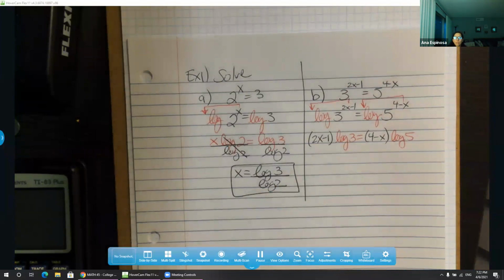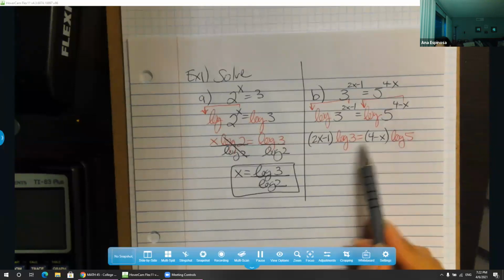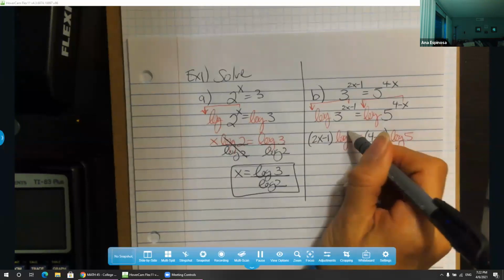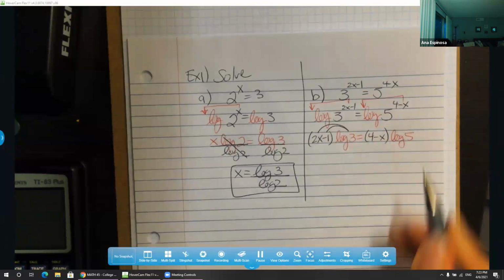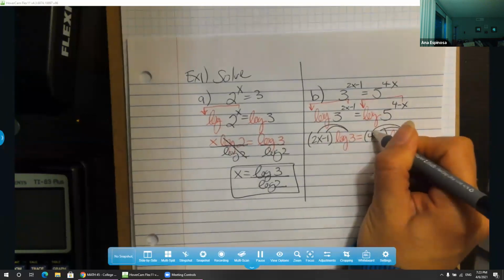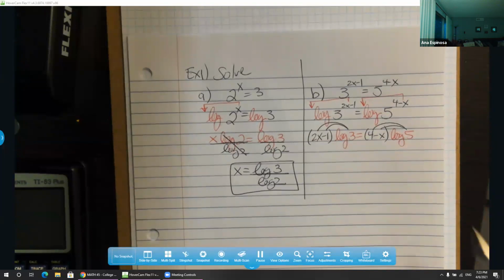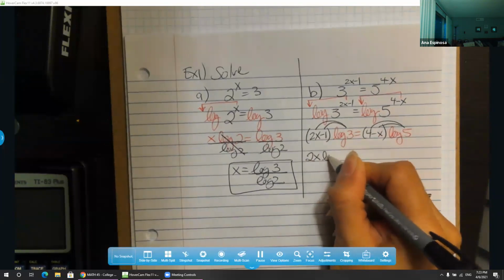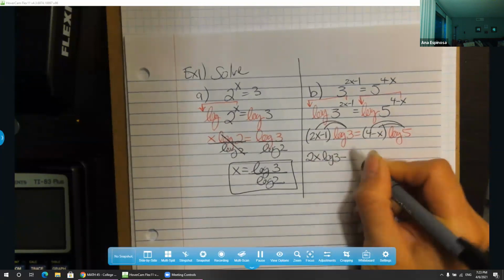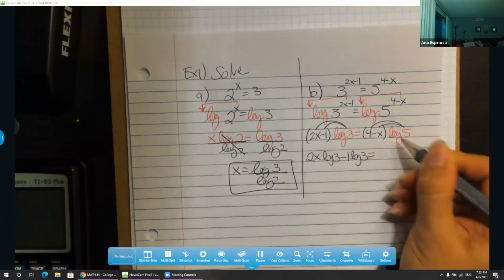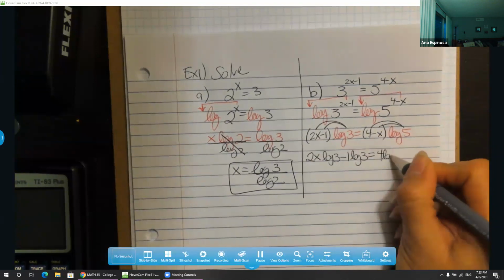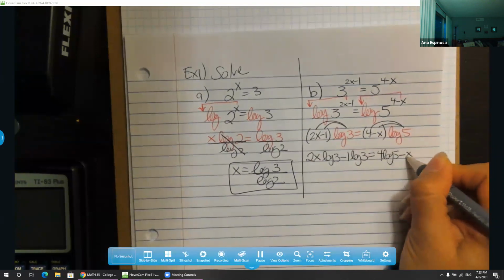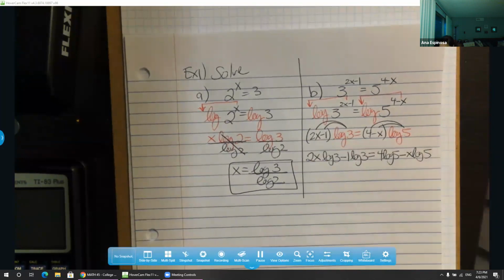So how do I solve for x? Well, I need to get them out of the parentheses. I do not want to divide because that's illegal. I have parentheses that I have to deal with, so you need to distribute them. It's going to be a mess, but it'll work out. So this will be 2x log of 3 minus 1 log of 3 equals 4 log of 5 minus x log of 5.